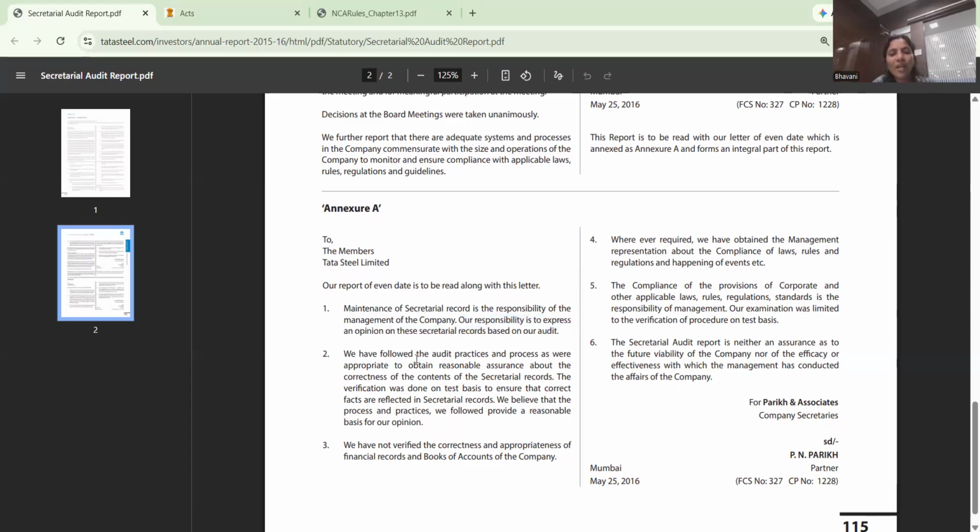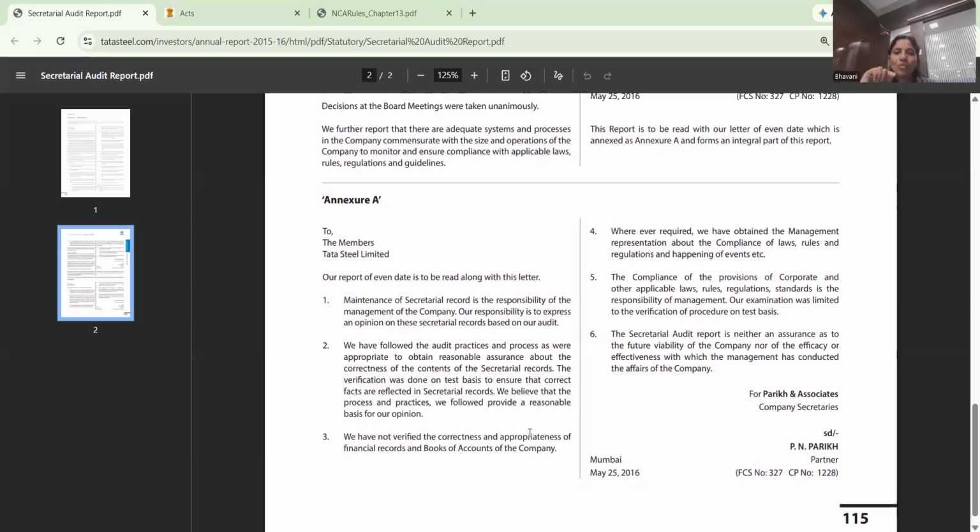We followed the audit practices and processes as we considered appropriate to obtain reasonable assurance about the correctness and contents of the secretarial records. The verification was done on a test basis to ensure that correct facts are reflected in the secretarial records. We believe that the process and practices we followed provide a reasonable basis for our opinion. The second point is very important. So this is what I wanted to show to everybody who attended this session today. And that's it, Manisha. That point I wanted to stress.